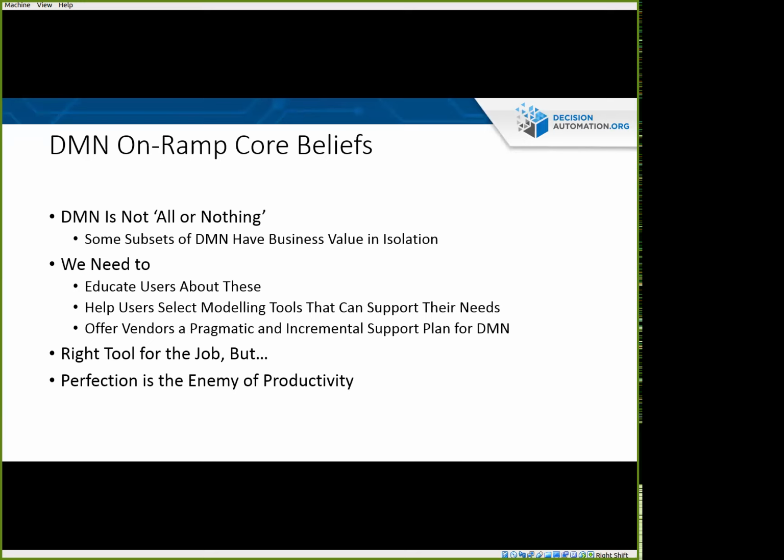So in short, we believe in the right modeling tool for the job at hand, but the definition of that has to be first and foremost business focused. And it won't necessarily be the tool that is complete, and it certainly won't be the tool that is perfect. So how do we set about starting to do this?